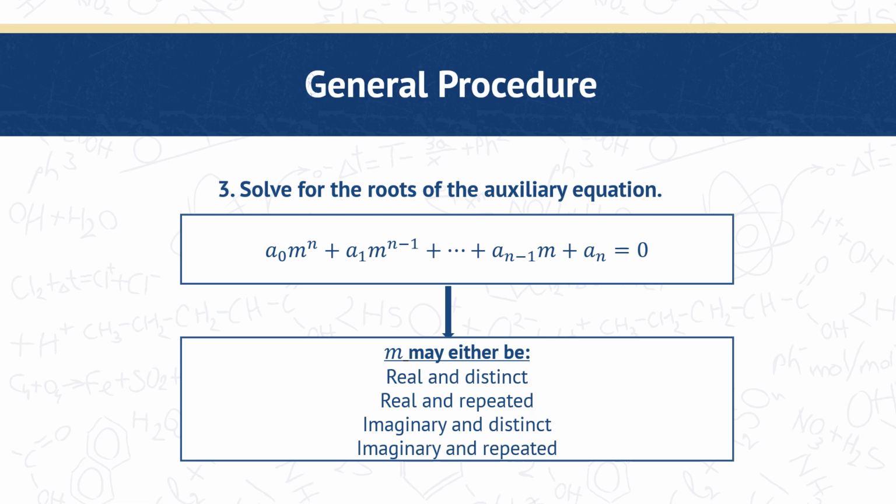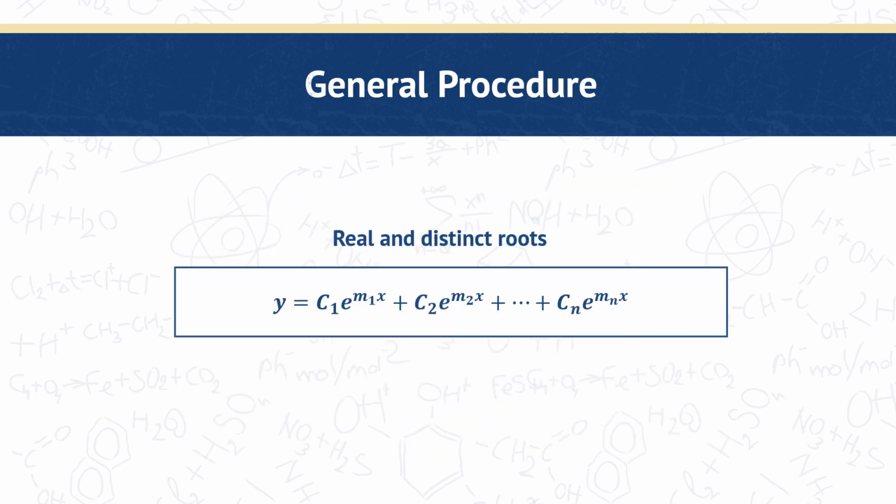So there are four types of possible roots that you may solve for. m may either be real and distinct, real and repeated, imaginary and distinct, or imaginary and repeated. Real and distinct roots will take on this form of the general solution. c is an arbitrary constant, while m are the roots of the auxiliary equation. So y equals c sub 1 times e raised to m sub 1 x plus c sub 2 times e raised to m sub 2 x, and so on and so forth.